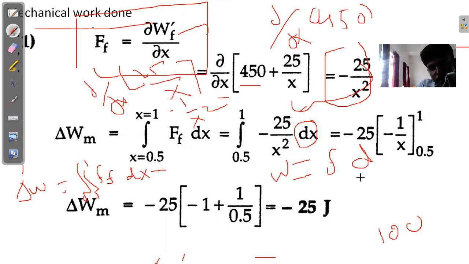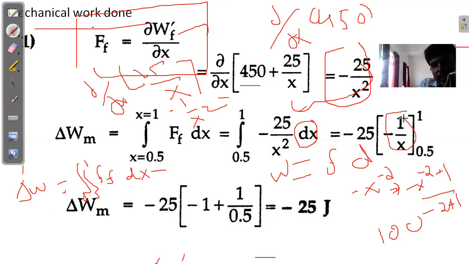Here, the integral of minus 1 by x square dx. Integrating x power minus 2, we get x power minus 2 plus 1 divided by minus 2 plus 1, which gives minus 1 by x.